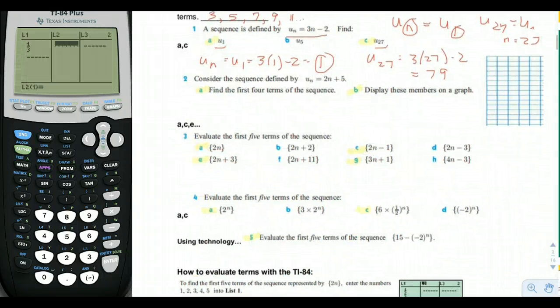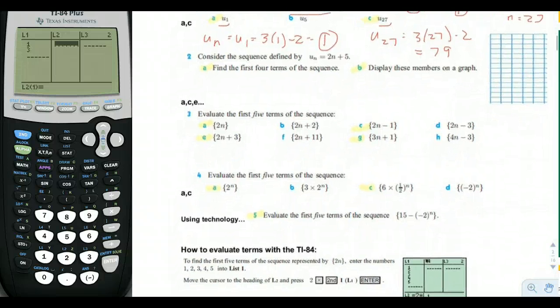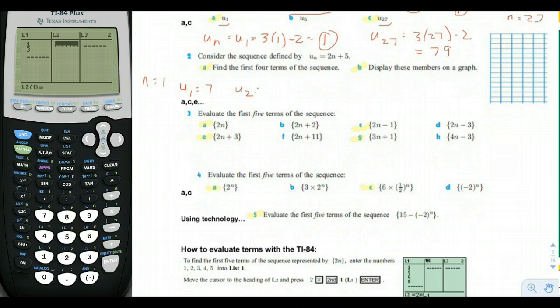Okay, here we are on number 2. Consider the sequence defined by u n equals 2n plus 5. Find the first 4 terms of this sequence. The first term would be when n equals 1, u1 equals 2 plus 5, 7. u2 would equal 2 times 2 plus 5, which is 9. u3 would equal 11. u4 would be, now we can already see the pattern, right? So we're going to have 7, 9, 11, 13.